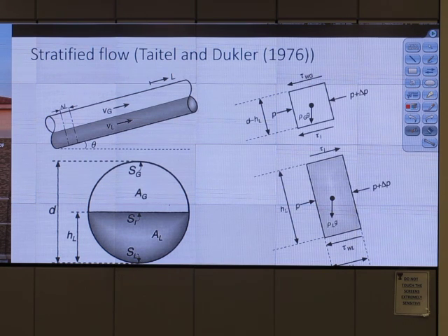So last time I showed you this picture, correct? From this picture, you know how to do the derivation for momentum balance.